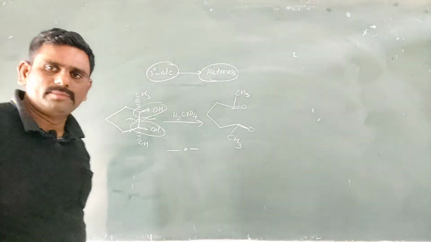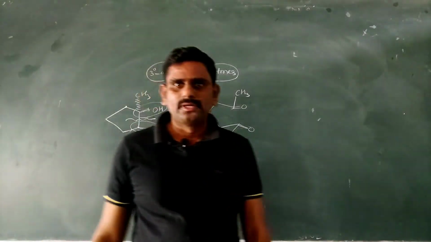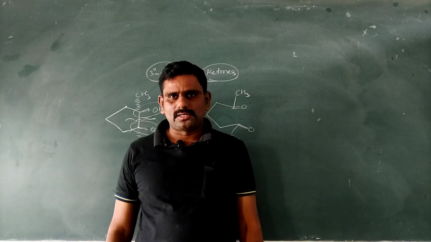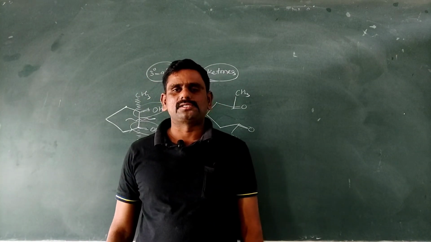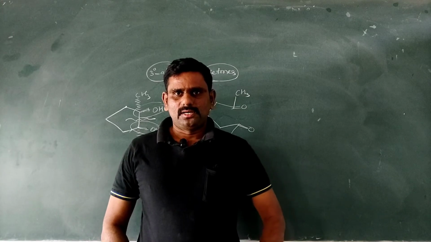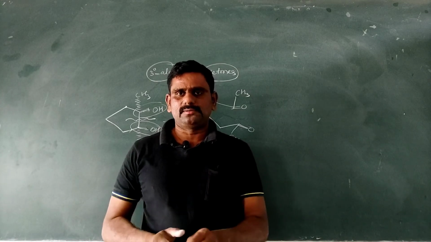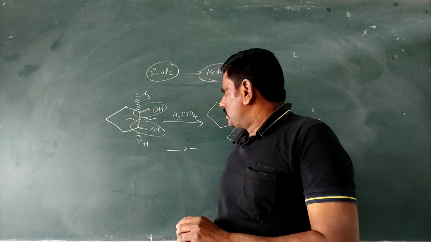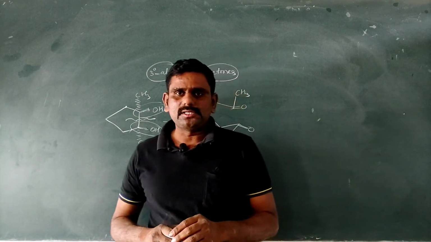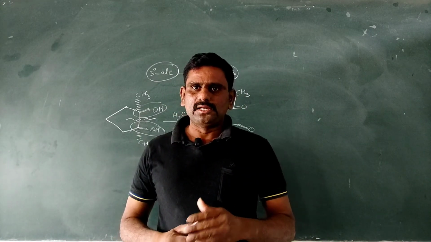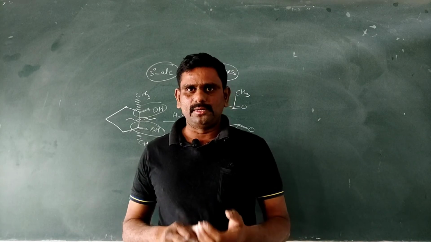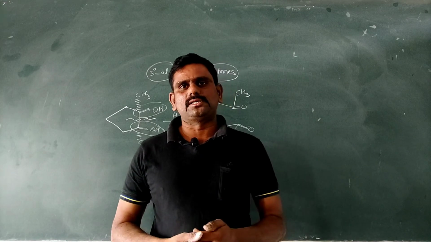chromic acid. What are the limitations? Once again I tell you, primary alcohols are getting over-oxidized, unsaturated groups may be affected, and acid labile groups are also affected. These three are the main limitations. And one small limitation is that little toxic CrO2 is eliminated during the oxidation of alcohols.